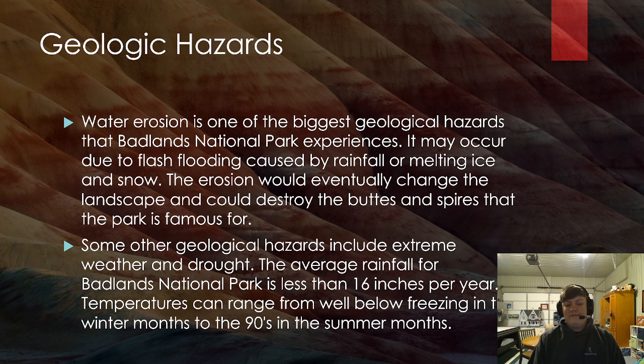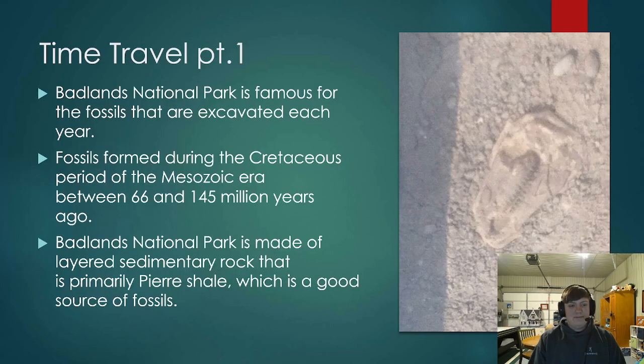The average rainfall for Badlands National Park is less than 16 inches per year. That is really low rainfall. Temperatures can range from well below freezing in the winter months to the 90s in the summer months. Now let's go into time travel.